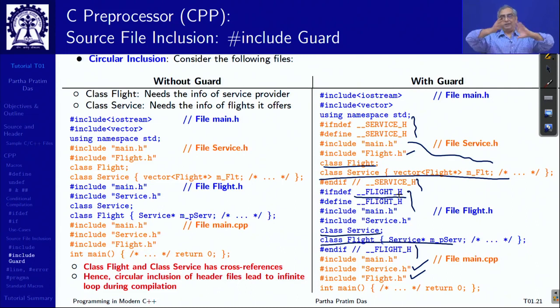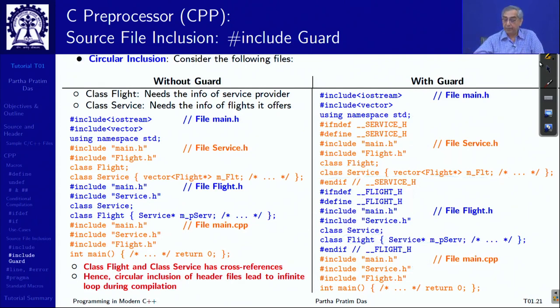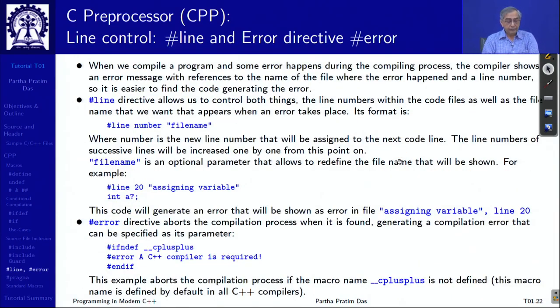So, very simply by the one inclusion principle, you have been able to break this circular chain and the possibilities of such circularity at all happening in your code. So, this include guard is a strong tool.